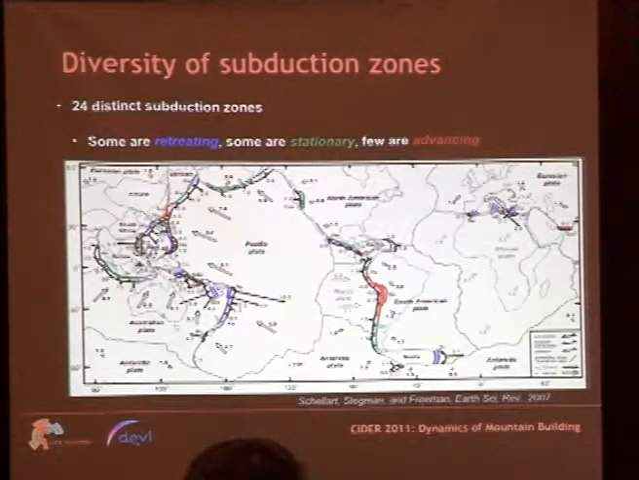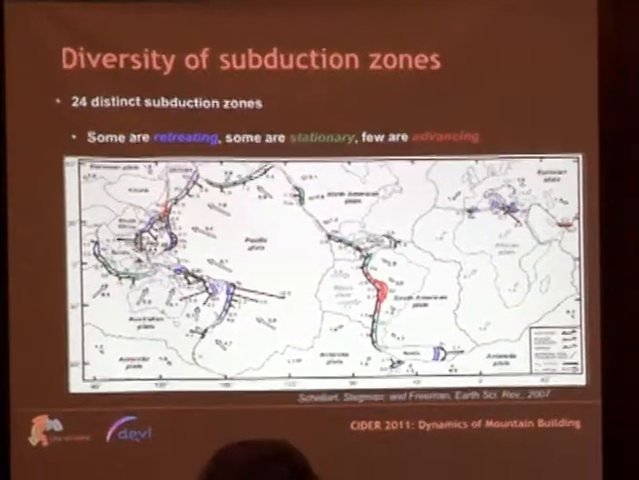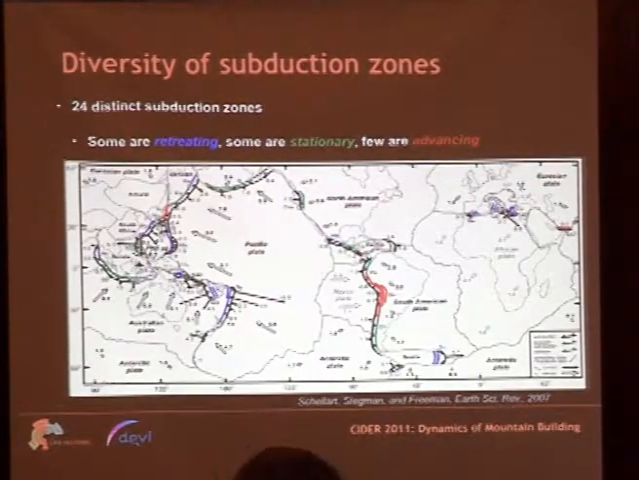This is a snapshot. My point is that all of these subduction zone boundaries are dynamic features that are moving over time, and we're characterizing them here.